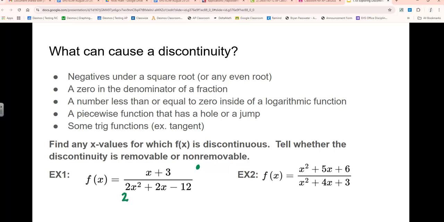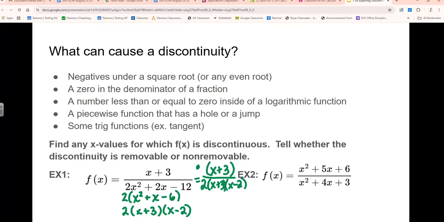Taking out a 2 is going to make it the easiest. Technically, you can factor it without taking out that 2, but then sometimes you don't see something that will cancel if you do that. So once we take out the 2, then we can factor this. And so we would have x plus 3 and x minus 2, I believe, is how that one will factor. So let me write it over here. We got (x plus 3) over 2 times (x plus 3)(x minus 2) right here. And I'm going to put some parentheses there too.